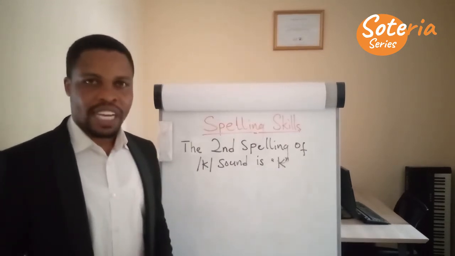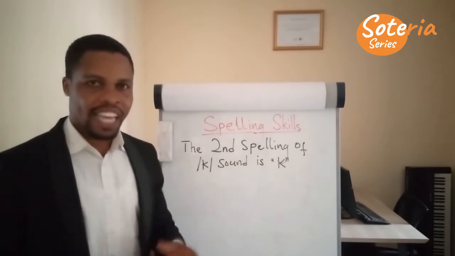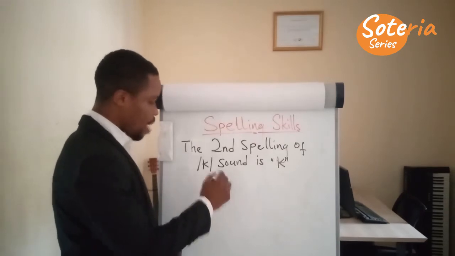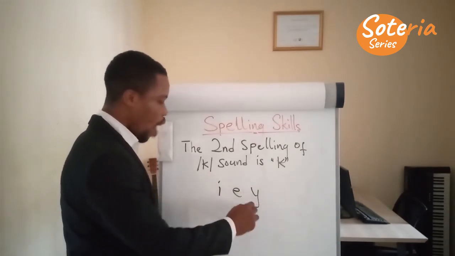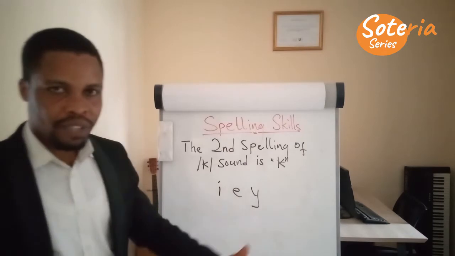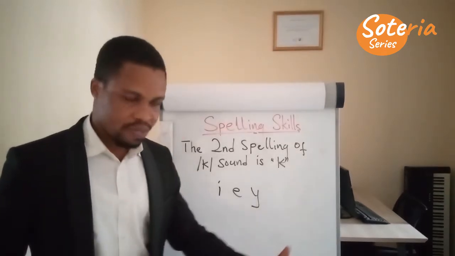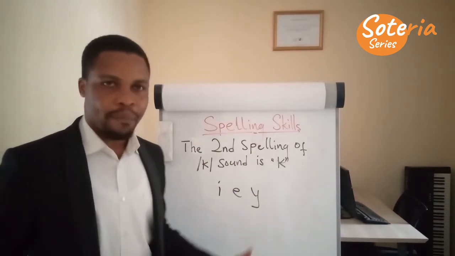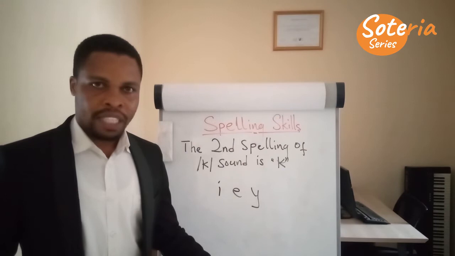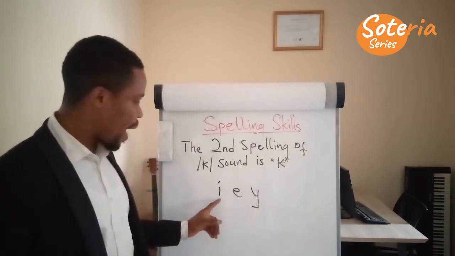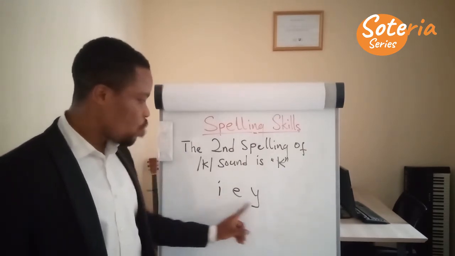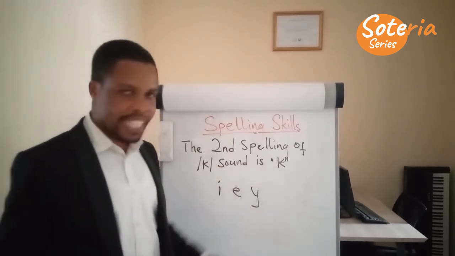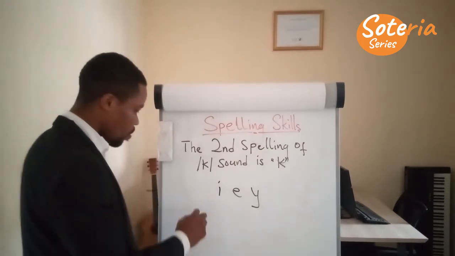And the K, we use K to spell the sound when the vowels I, E, Y are following. So whenever you hear the K sound in a word, at the beginning or in the middle of a word, and the K sound is followed by this vowel I, E, Y, it can be the short vowel or the long vowel sound, then you spell with K.